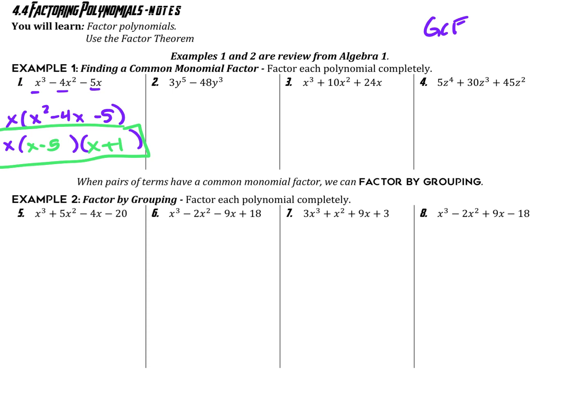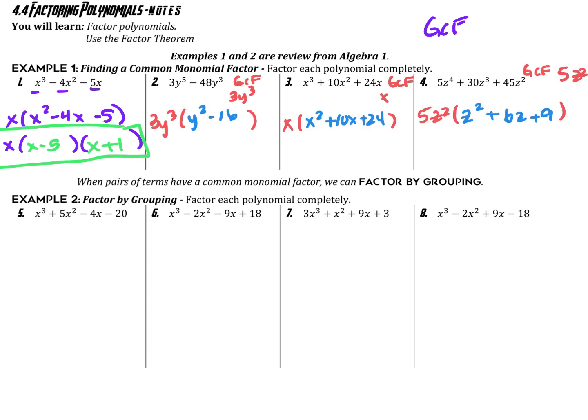So go ahead and pause the video and work through 2 through 4 on your own, and then unpause the video and see how you did. So here I've factored the greatest common factor out of each of those terms. Now I'm going to factor what's left on the inside in blue.